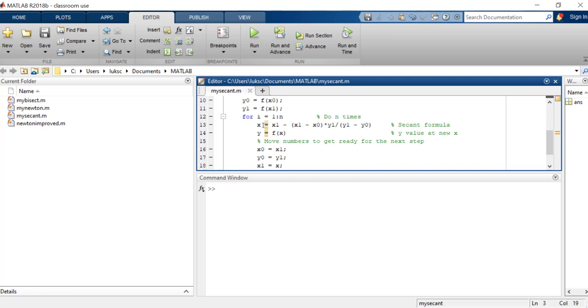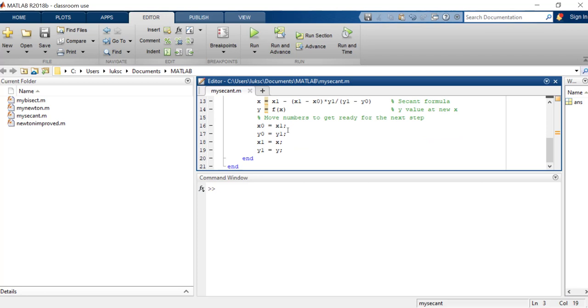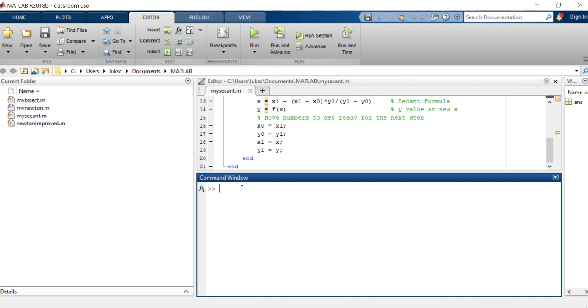So we've evaluated a new point that's a projection along this approximate slope to 0, and y is the function evaluated there. Then we just move all of these over so that x1 becomes x0, the new x becomes x1, and we repeat the method until we're out of the loop. So, fairly straightforward. Let's try running this.